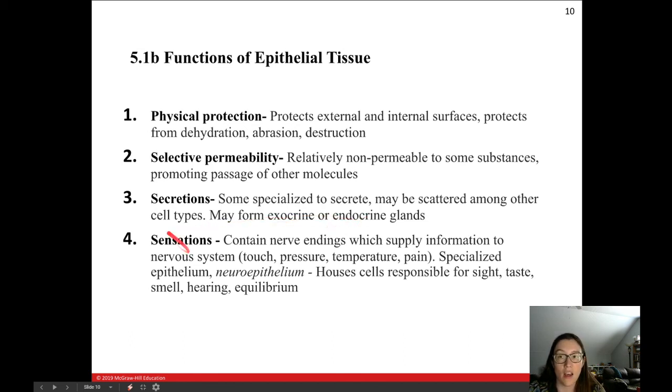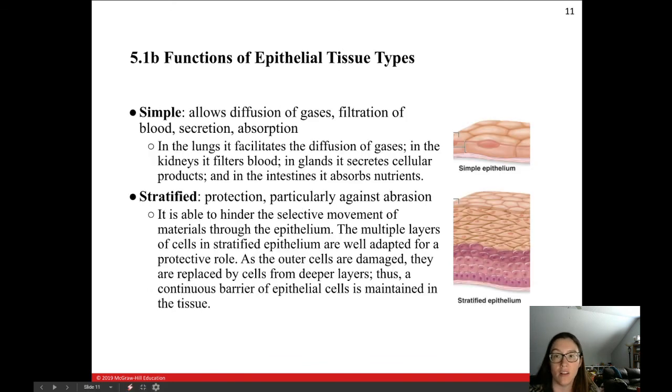And then finally, our epithelial tissues also function pretty heavily in sensation. When we get to the nervous system, obviously nervous tissue is really important, but we do have some specially modified epithelium called neuroepithelium that houses the cells responsible for sight, taste, smell, hearing, and equilibrium. So there's lots of this sort of modified epithelial tissue that really works with the nervous tissue to help us sense things.